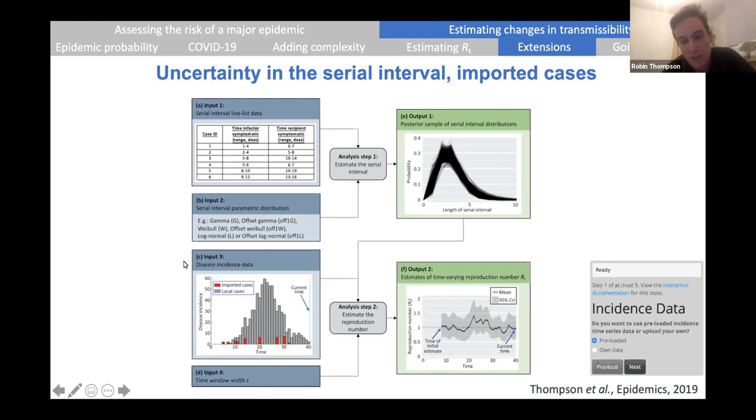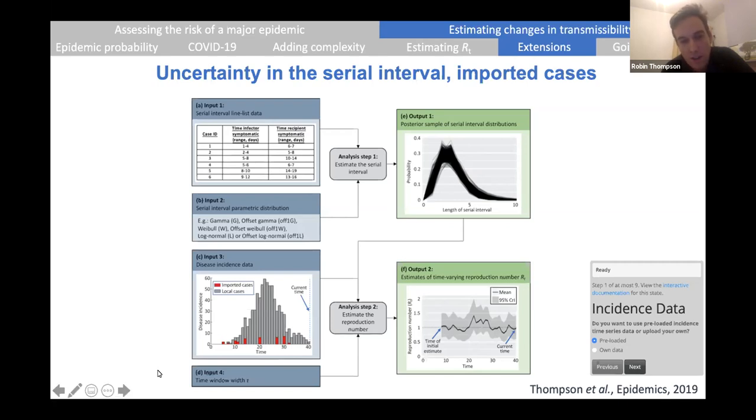You need a serial interval distribution in order to use the method, but you may not know what it is. For example, back in January, we had no idea what the serial interval distribution was for COVID-19. So one of the things you can do in our tool is upload serial interval data, specifically household data describing the times that individuals displayed symptoms in known source-recipient pairs. And then you can use those household data to estimate the serial interval as part of this modeling framework.